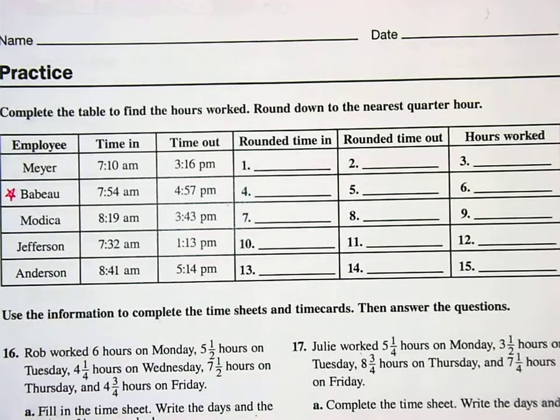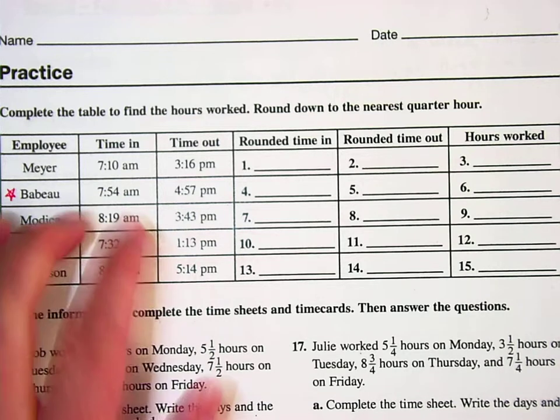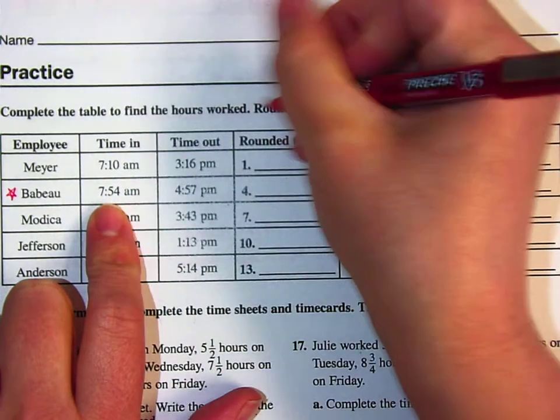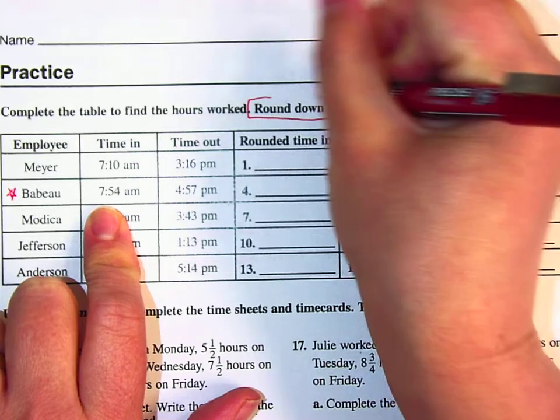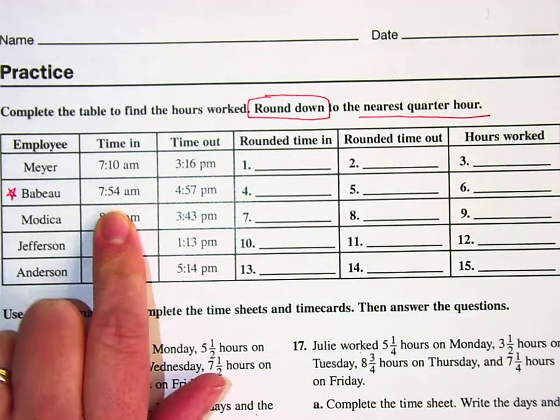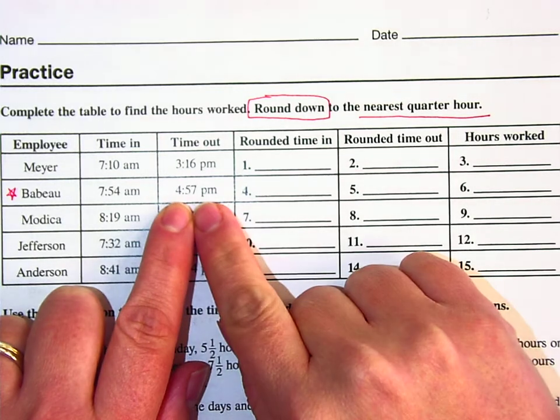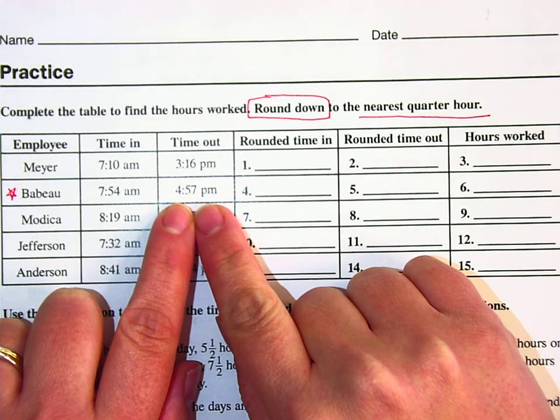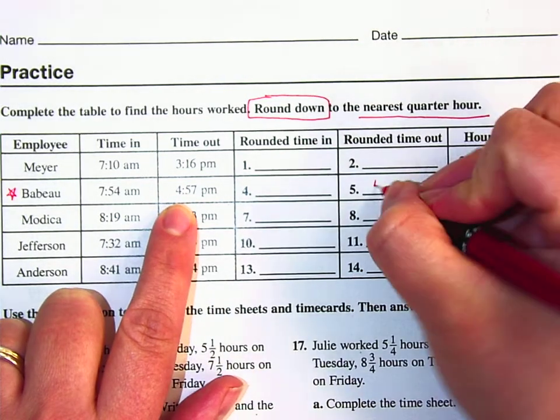So it says that we need to complete the table to find the hours worked, and we need to round down to the nearest quarter hour. All right, now I want you really to circle that: round down to the nearest quarter hour. That is very different than you would probably expect. In fact, you'd probably think 4:57, that's almost 5 o'clock. It should be 5 o'clock. But nope, you round down.